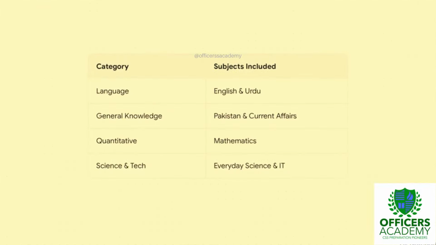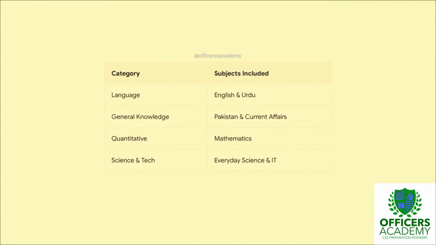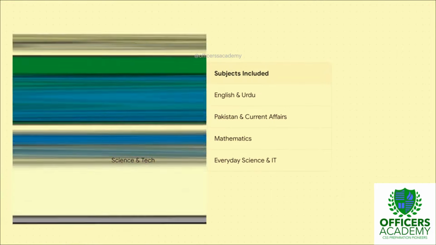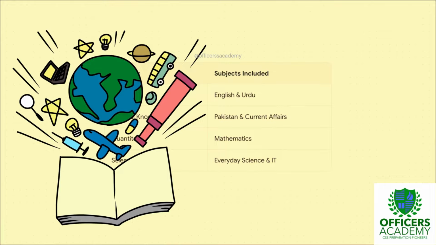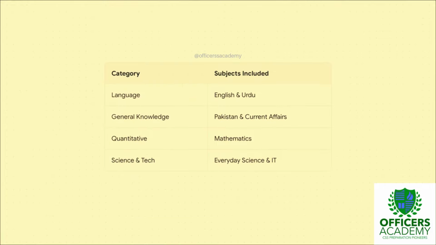So what are these 200 questions actually about? Well, they cover a really wide range. You're going to be tested on your language skills in both English and Urdu. Then there's general knowledge, which covers Pakistan affairs and current affairs. On top of that, you've got a math section and even some everyday science and basic IT skills. It really is a test of your overall general ability.